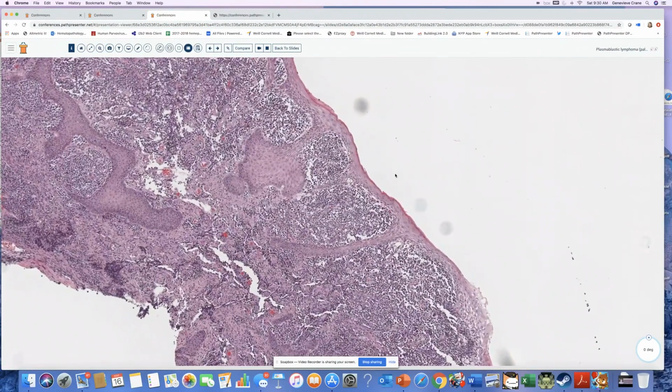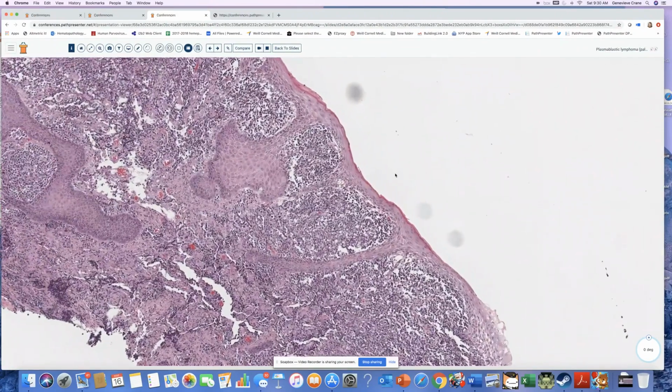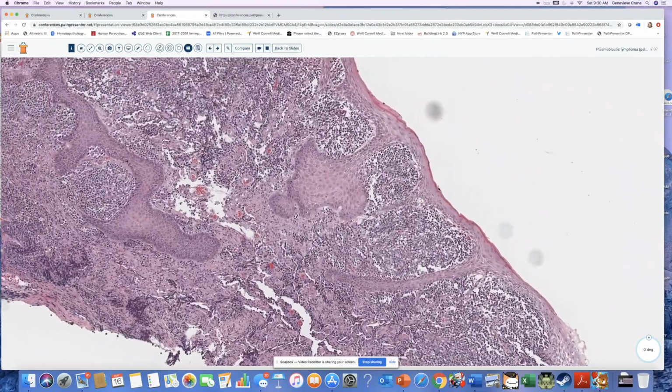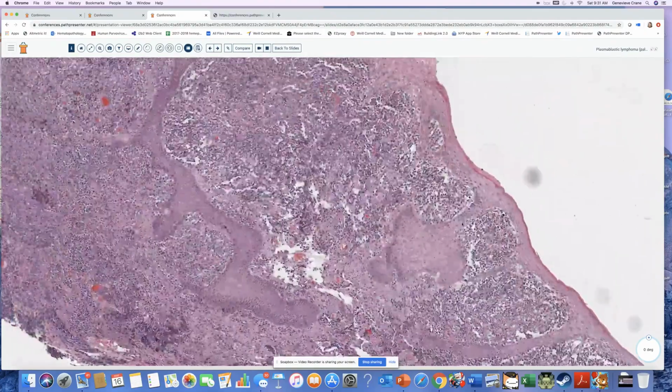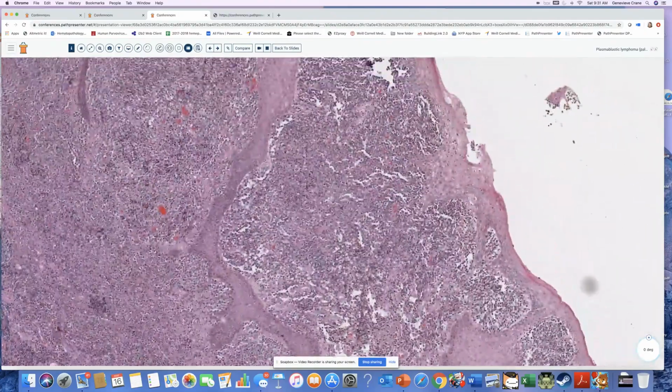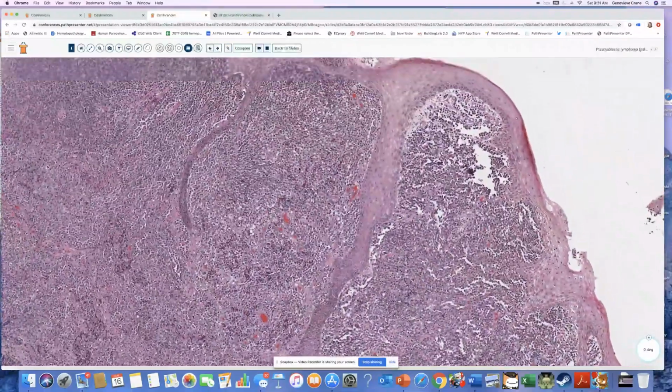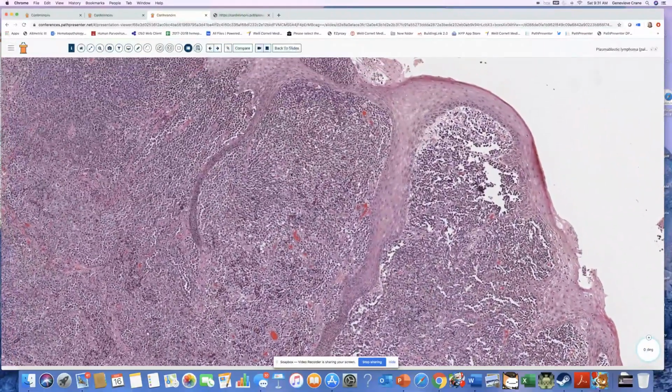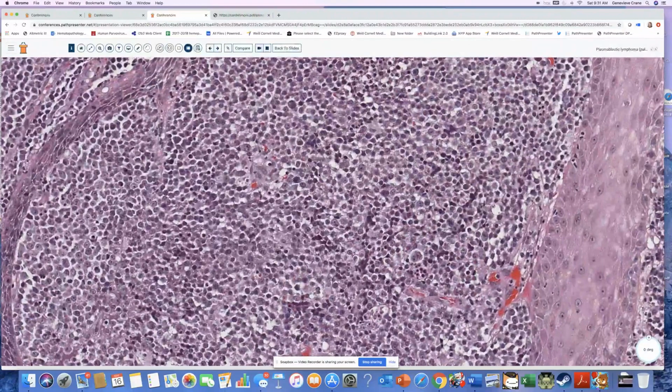What we see here is the squamous epithelium itself appears relatively benign, but it's undermined by these atypical, somewhat discohesive cells, monotonous in appearance, and fairly aggressive in appearance. We can see most of them have fairly open chromatin and prominent nucleoli. Some forms are binucleate, such as one here on the lower right-hand side.